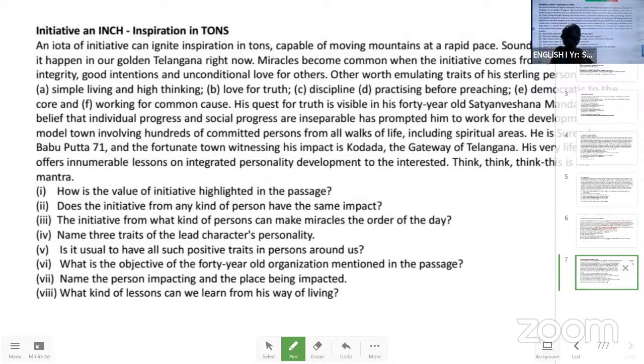His quest for truth is visible in his 40-year-old Tatva Anveshana Mandali.